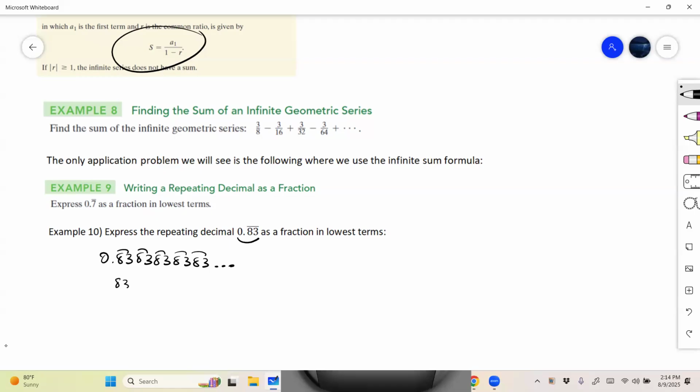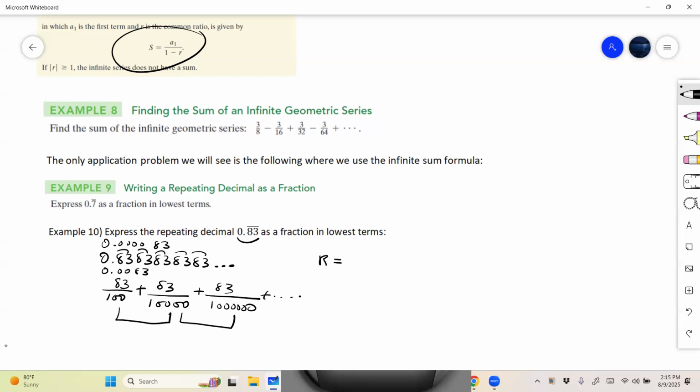So this is going to be 83 over 100 plus now 0.0083, which is 83 times over this. And same thing as before, now 0.000083. Now 1, 2, 3, 4, 5, 6, and so on and so forth. This looks like a geometric sequence, and we can check the ratio here. I'm only going to do 1 because this is going to be the same.